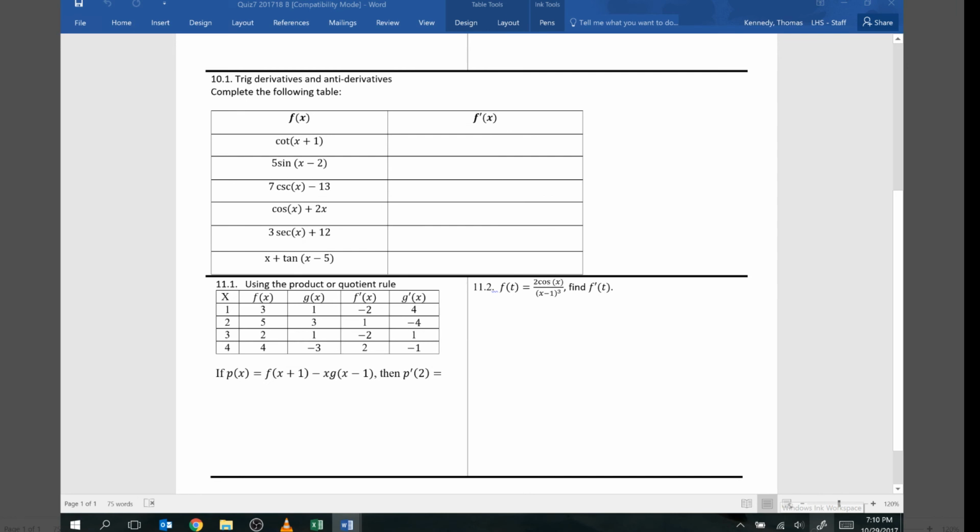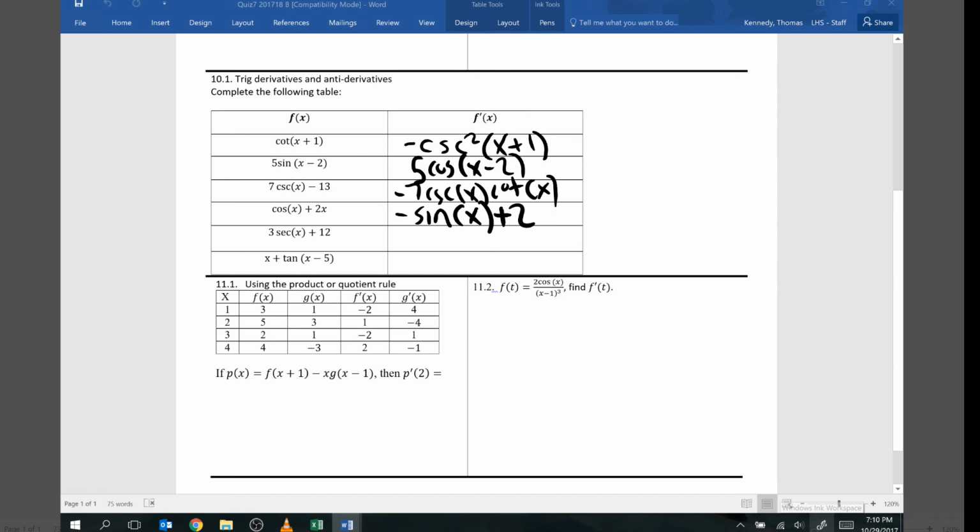Alright, so cotangent goes to negative cosecant squared x plus 1. But because it's negative... 5 sine goes to 5 cosine x minus 2. 7 cosecant goes to negative 7 cosecant x cotangent x. Cosine goes to a negative sine. Anytime we have a co-function, it's negative.